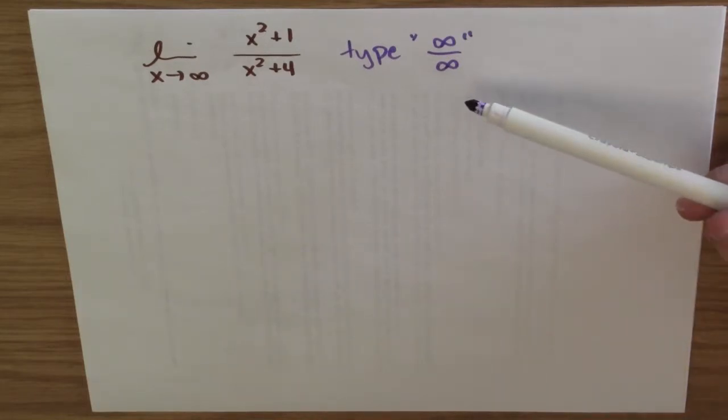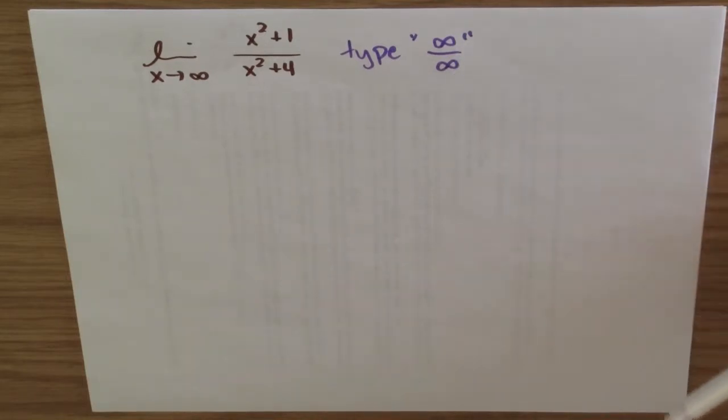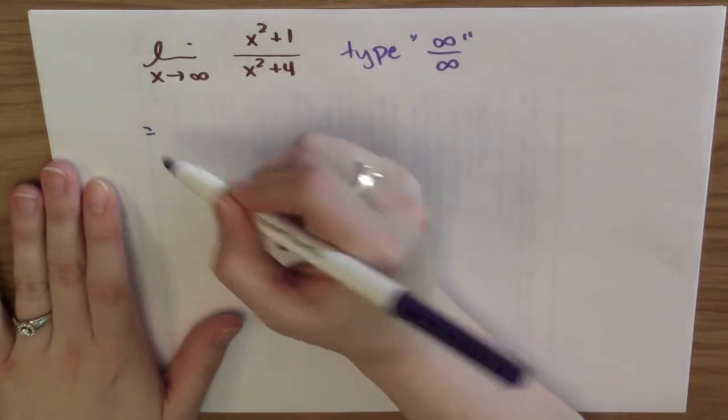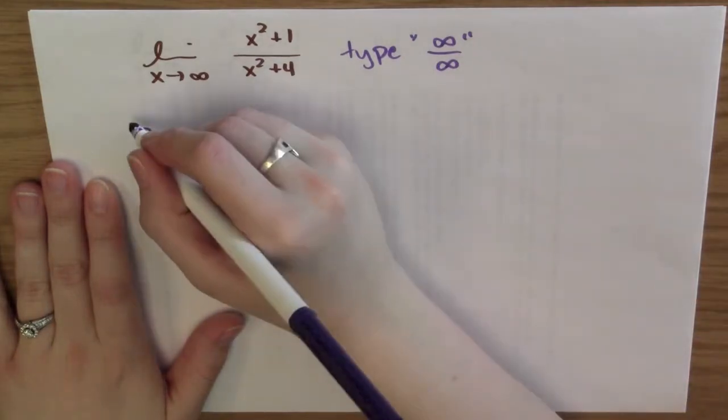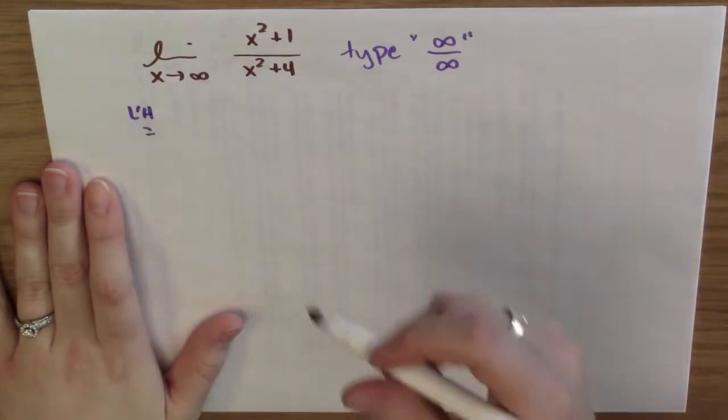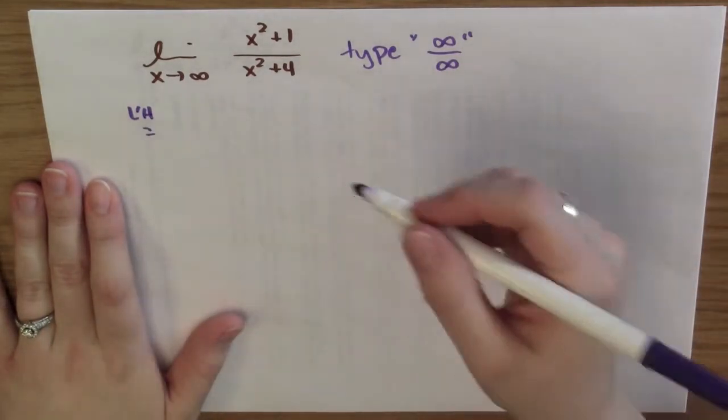Now, a lot of people think that infinity over infinity, well, I have infinity on the top and I have infinity on the bottom, so shouldn't this just give me 1? Well, maybe. Let's see what happens when we take this limit. So, using L'Hopital's rule, I'll put LH over the equal sign here to indicate that that's what I did.